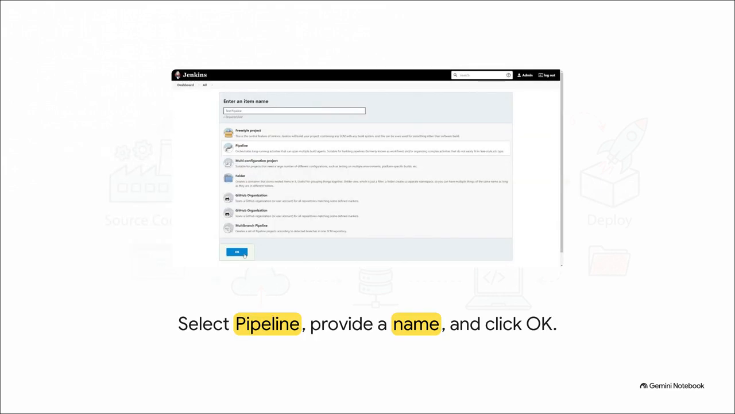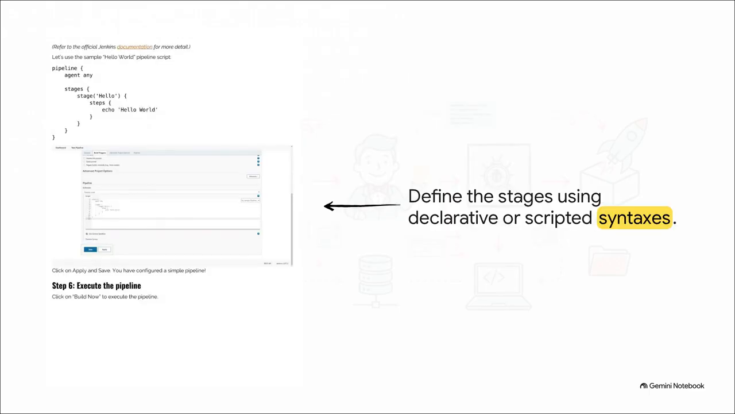From the dashboard, you just select New Item, choose the pipeline option from the list, and give your project a recognizable name. In our case, let's keep it simple and just call it Test Pipeline. Now, what's really interesting here is the pipeline definition section, because this is where the magic happens. You write your pipeline logic using Groovy syntax, and you can leverage either declarative or scripted formats.